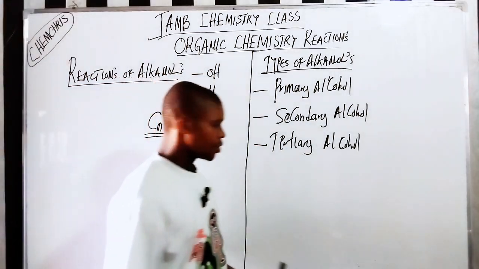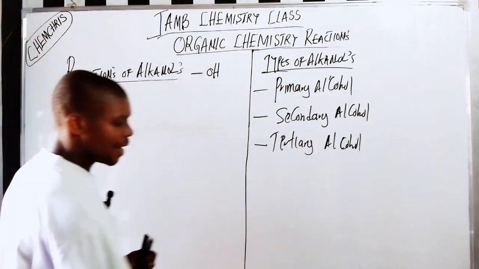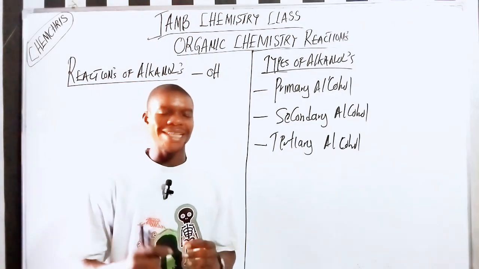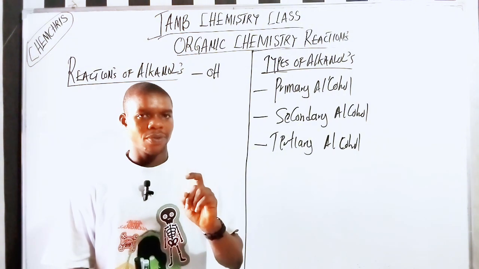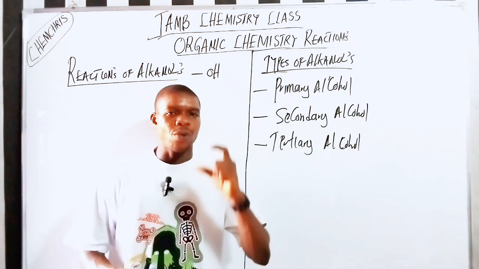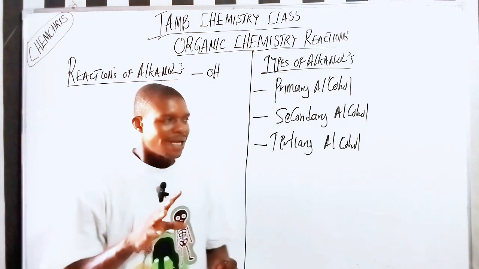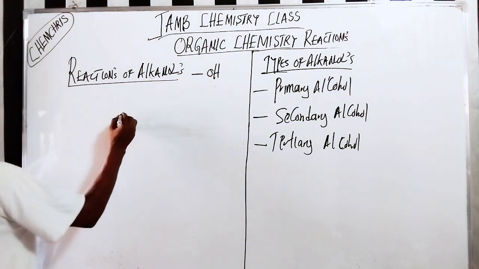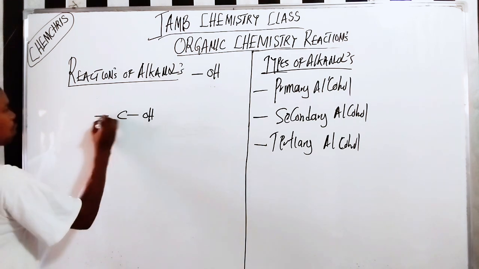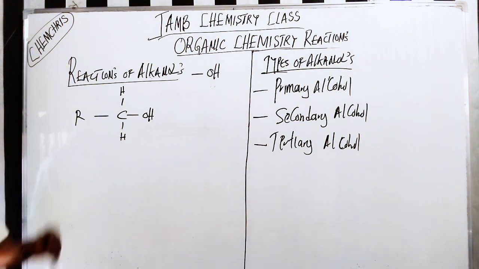It's very important. So what is primary alcohol? Primary alcohol is a type of alcohol whereby the carbon atom that bears the OH has only one alkyl group. I'll say it again: primary alcohol occurs when the carbon atom bearing the OH has only one alkyl group. Let me explain. Here we have a carbon atom that bears the OH. When it has only one alkyl group attached to it, it is called primary alcohol.